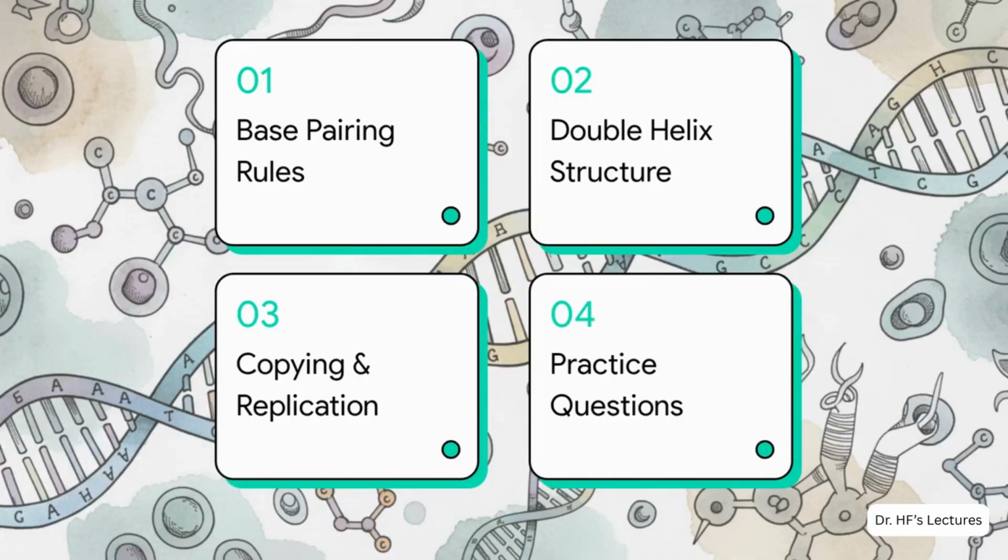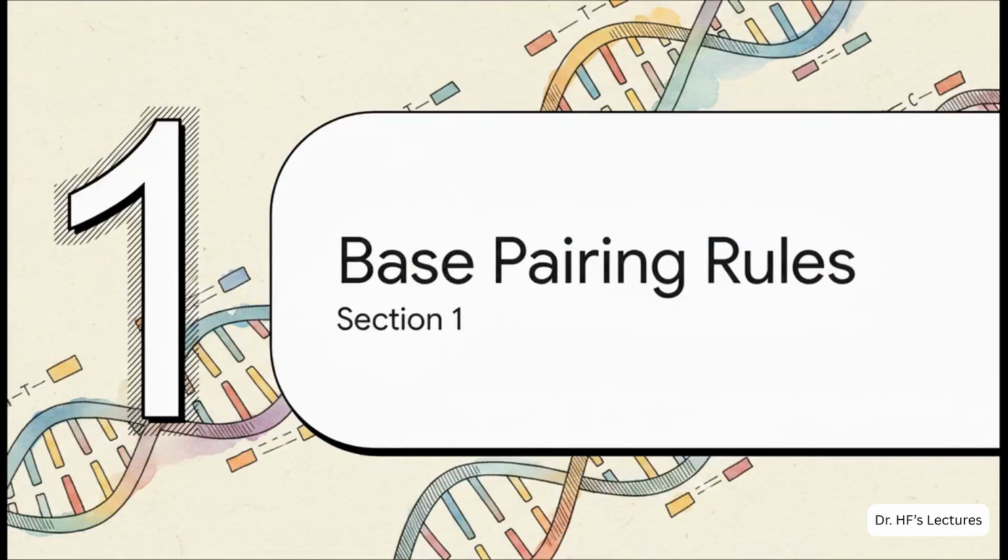Here is your cheat sheet for today's explainer. First up, base pairing rules. Second, double helix structure. Third, genetic copying and replication. And finally, we'll finish off with some practice exam questions to test what we've learned. Okay, let's dive into this.